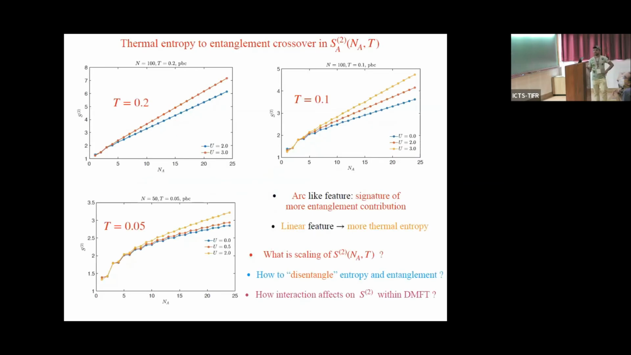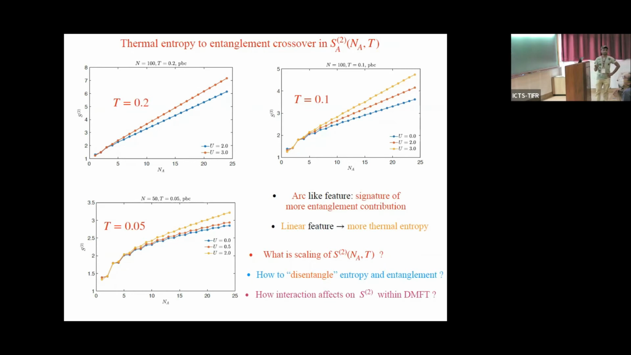Actually, there is some recursive method, using which we can go to very large system sizes. Here we compute 100 system size, 50 system size. Also there is spin, which you have to remember. This is for temperature T equal to 0.2, a relatively high temperature. Then we decrease the temperature. At high temperature you see the linear feature, which means your Renyi entropy has more thermal contribution, because thermal entropy follows the volume law.